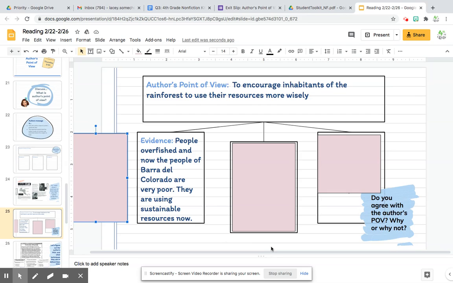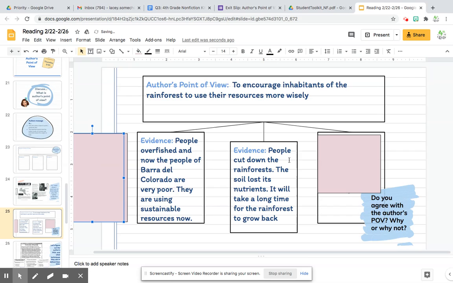What was something else the author did to show that it was all about encouraging using their resources wisely, besides trying to use sustainable resources? Remember that when people cut down the rainforest, the soil is going to lose its nutrients, and it takes a really long time for that rainforest to grow back. So people who lived in that community were learning how to not cut down so much, right? To not take away from the environment when they were using resources from the rainforest. Okay, pause again if you need to copy that down in the second part of your tree map.